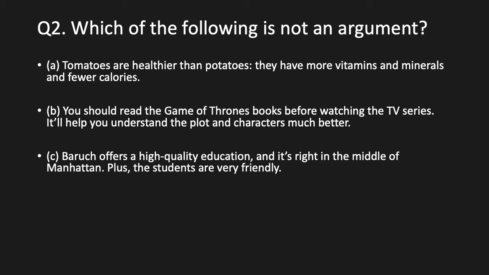C, Baruch offers a high-quality education, and it's right in the middle of Manhattan, plus the students are very friendly. So what is the conclusion? C is just listing some good things about Baruch College, right? But it's just a list of facts. There's no clear conclusion that these sentences are supposed to support. So this is not an argument because it's just a list of facts. There is no supporting relation between premise and conclusion. So C is not an argument.